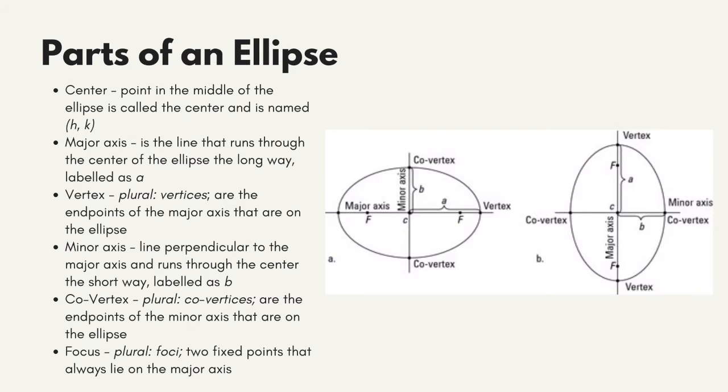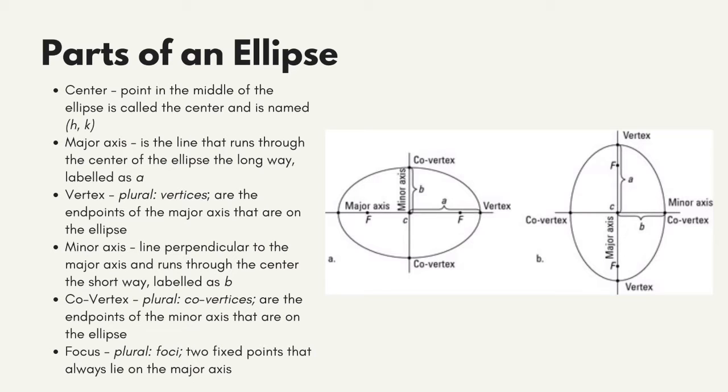The parts that make up an ellipse are the following. First is the center. It is the point in the middle of the ellipse and is labeled as coordinates h, k. Next is the major axis. It is the longer line that runs through the center of the ellipse. The variable a is the letter used to name the distance from the center to the ellipse on the major axis. Vertex or vertices are the endpoints of the major axis that are on the ellipse.